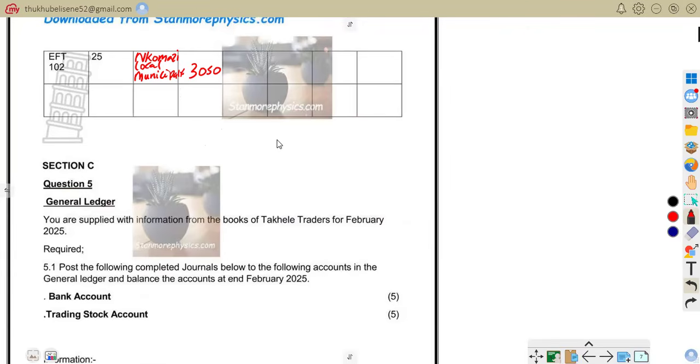3,050. So it's supposed to go into the bank and our sundry account, because we don't have a column for local municipality. So we're going to record it here under sundry account, 3,050, and it was for water and electricity. So that is that. So you are to get your 7 marks.